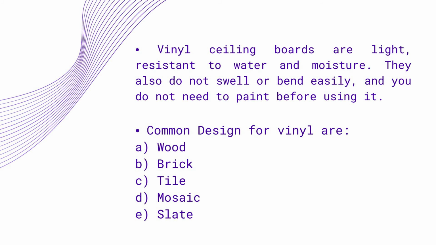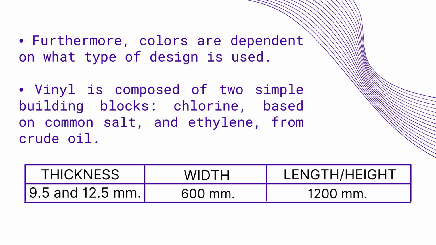Vinyl. Vinyl ceiling boards are light, resistant to water and moisture. They also do not swell or bend easily, and you do not need to paint before using it. Common designs for vinyl are wood, brick, tile, mosaic, and slate. Furthermore, colors are dependent on what type of design is used. Vinyl is composed of two simple building blocks: chlorine, based on common salt, and ethylene from crude oil.